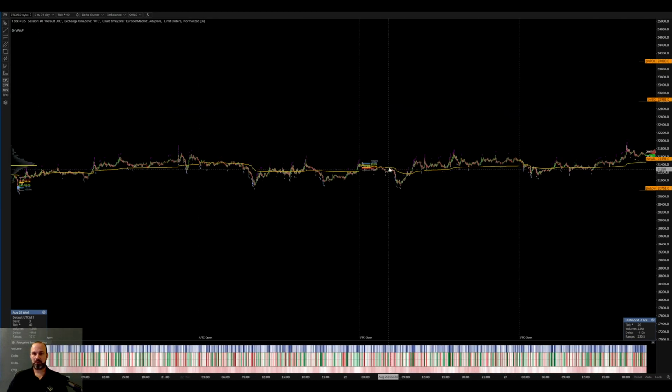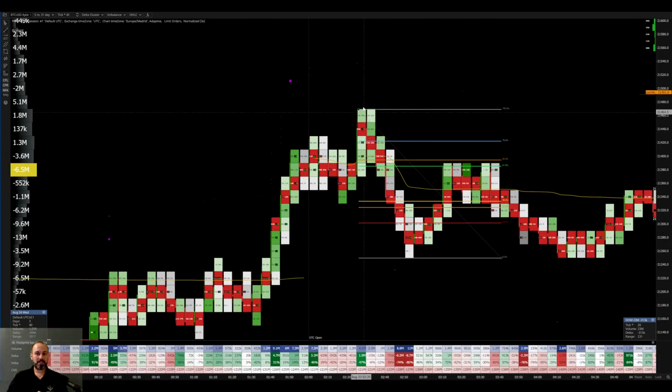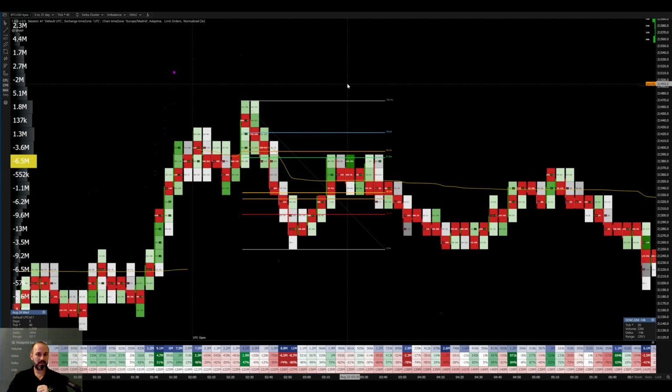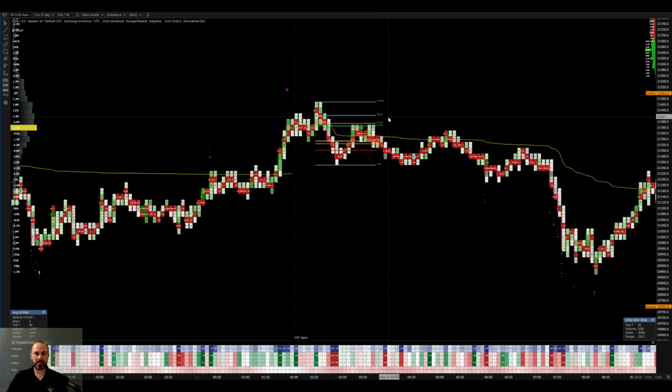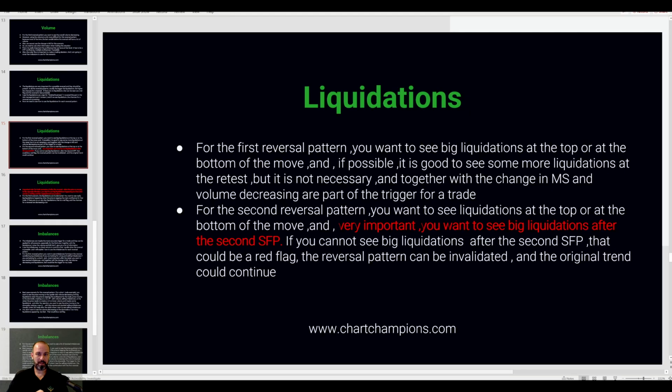Now we move to the short trade here. You want to see liquidation at the top of the move. Obviously, the liquidations are here and some here. The bigger the liquidations, the bigger the chances for a reversal. In this case, we do have some liquidations around the retest, but like I said, for this reversal pattern it is not actually necessary. If you see them, the chances are increasing, but they are not required for this reversal pattern. Okay, so that would be the first reversal pattern.